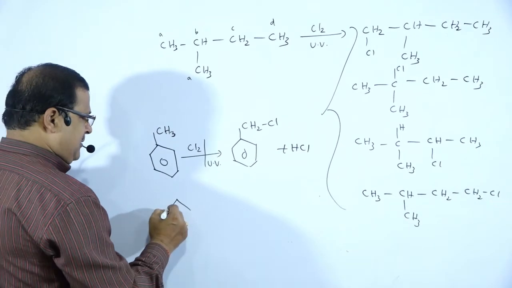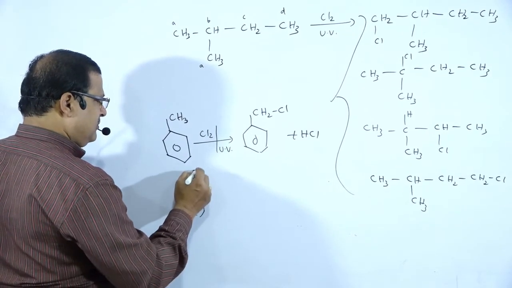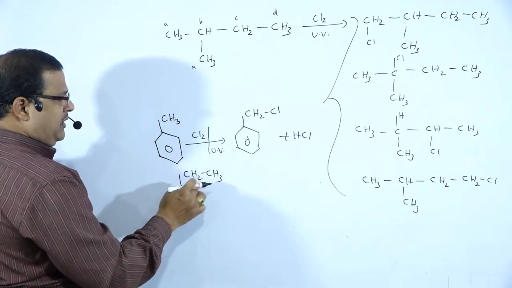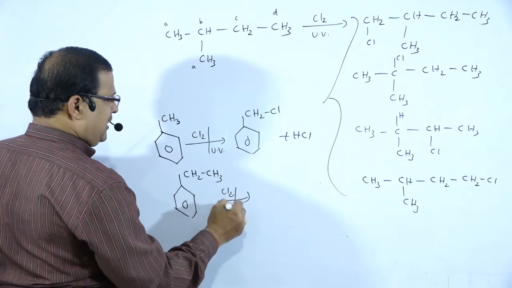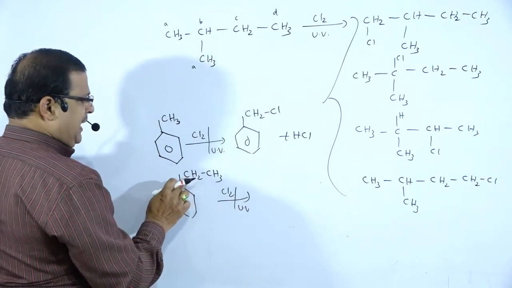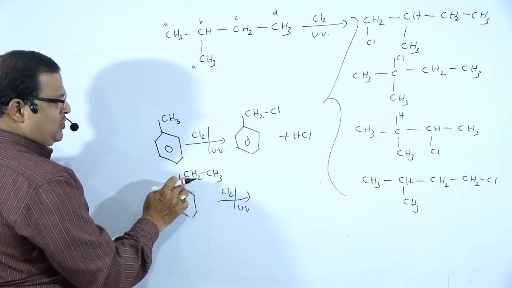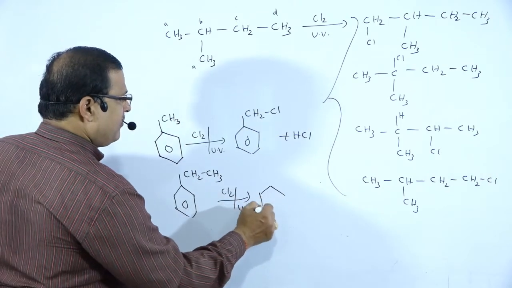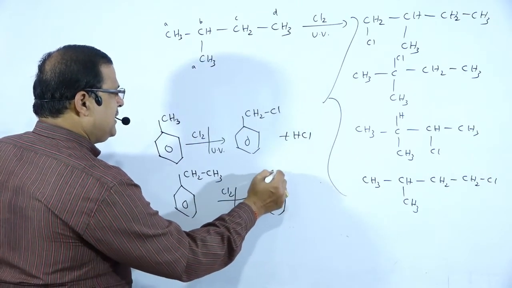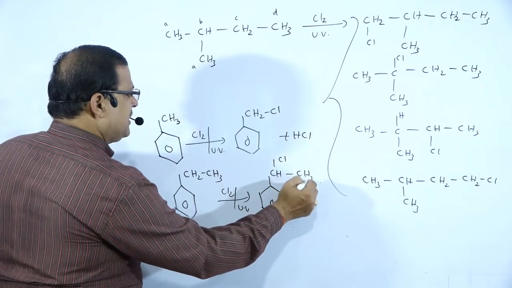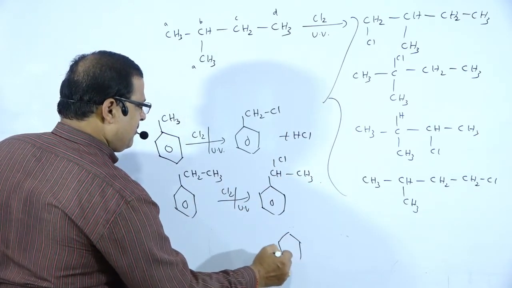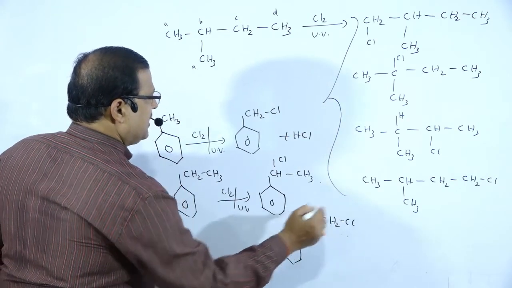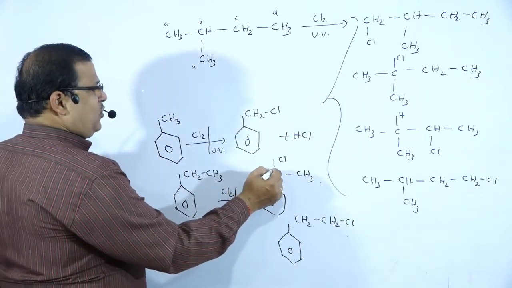Or if we take CH2CH3, that is ethyl benzene. This is methyl benzene or toluene. Ethyl benzene is treated with chlorine in presence of UV. Two types of hydrogen atoms are there. So this hydrogen atom will be replaced by chlorine to form CHCl-CH3. Another product is there, but this is the least one, that is CH2CH2Cl. This will be the dominant product.